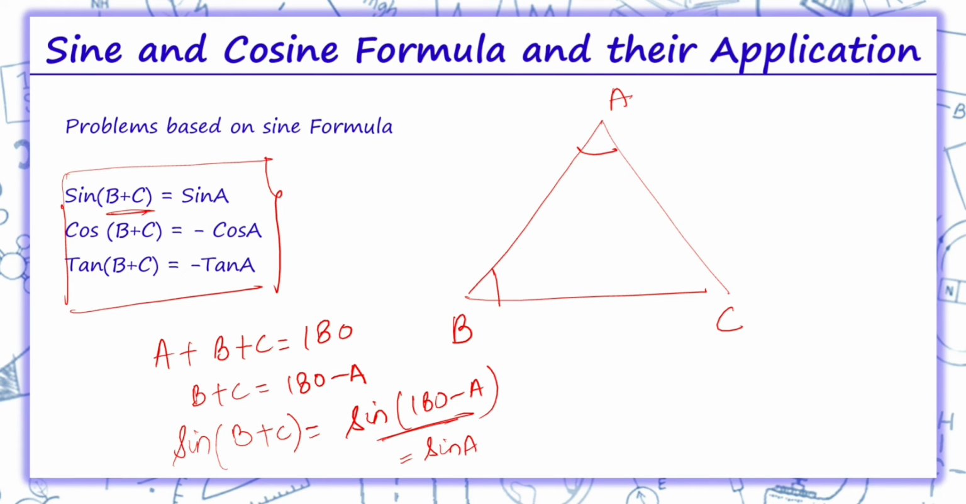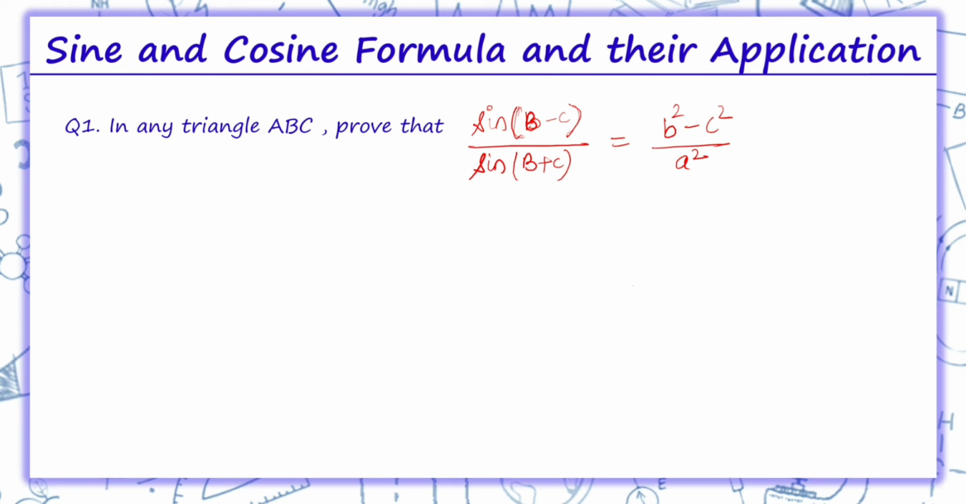Similarly, cos of B plus C will come out to be cos of 180 minus A. Since cos of 180 minus A falls in the second quadrant, its sign is negative, therefore we write minus cos A. In a similar manner, cos of A plus C equals minus cos B. We can also write cos of A plus B equals minus cos C. Same is the case with tan of B plus C, which is written as minus tan A. Now coming to the question part.